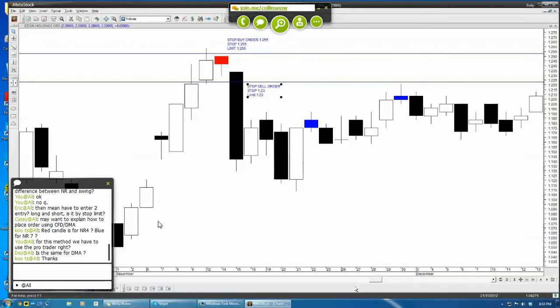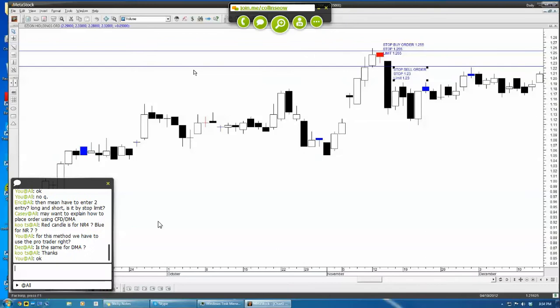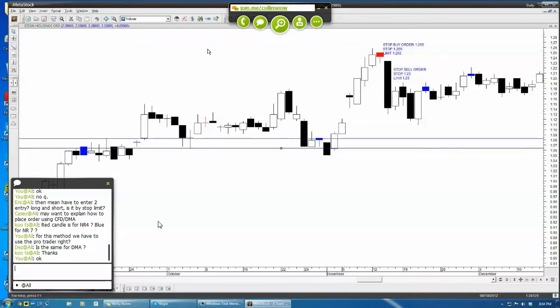So you need to use the CFD Trader or Pro Trader to key in these two orders. I hope you can all see that this is a low risk, high reward method. Can you see?